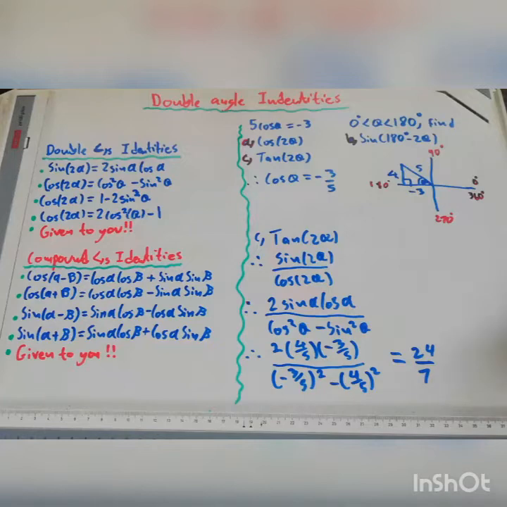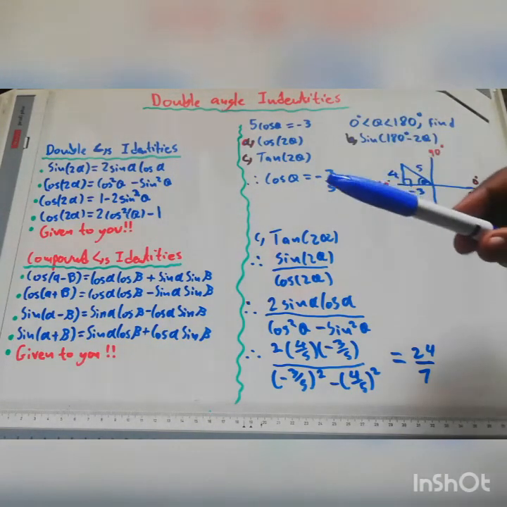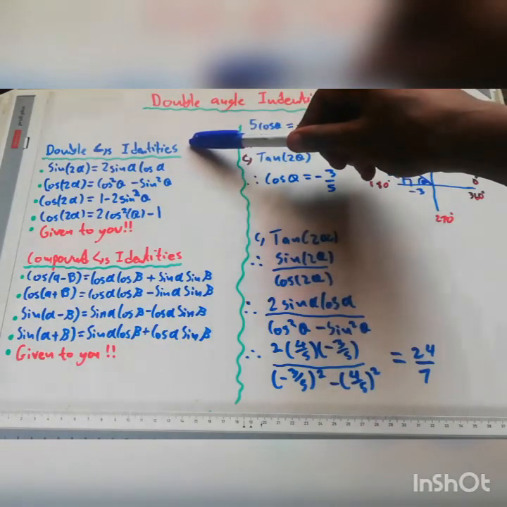So yes, that's how the questions in this section of trigonometry in the grade 12 CAPS syllabus may be asked. You may be given a question where you have to know how to apply both the double angle identities and the compound angle identities.